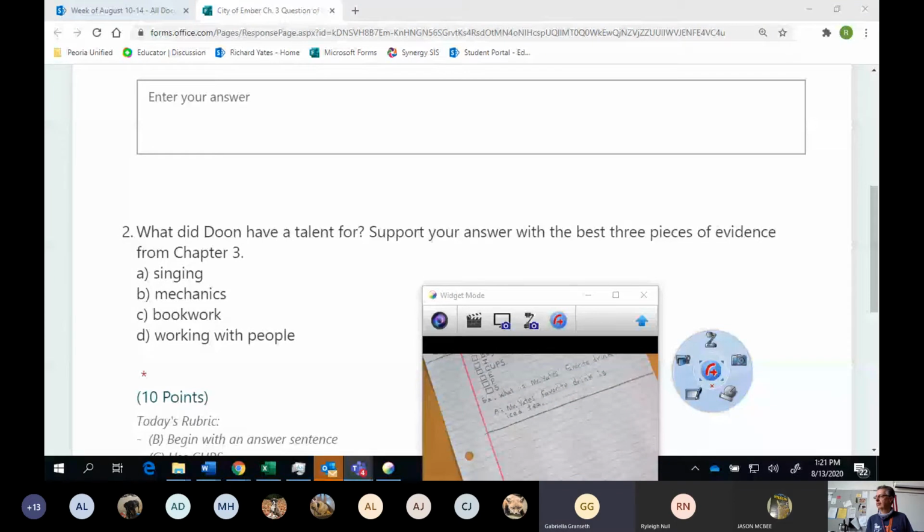For an answer sentence, you could put Dune had talent for. Oh, that's great. Dune has a talent for blank. Does anyone else have a different way to say that? Because that's a good way to say it. Maisie, do you have another way to add that answer sentence?